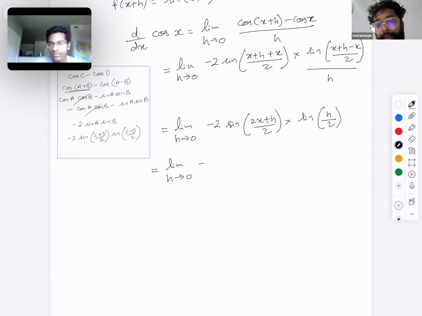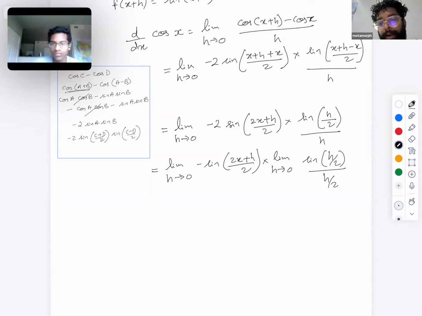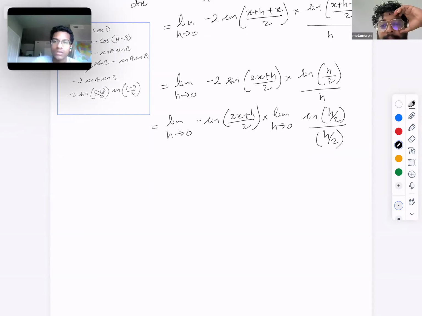I'm going to distribute the limit now. Minus 2 sine, and my h is here. I'm going to take the 2 out. So negative sine of (2x plus h) over 2, multiplied by limit h approaches 0 of sine of h over 2, over h over 2. It'll become 1, so it'll be negative sine x. Yes, that's 1, correct. So this whole thing becomes 1.